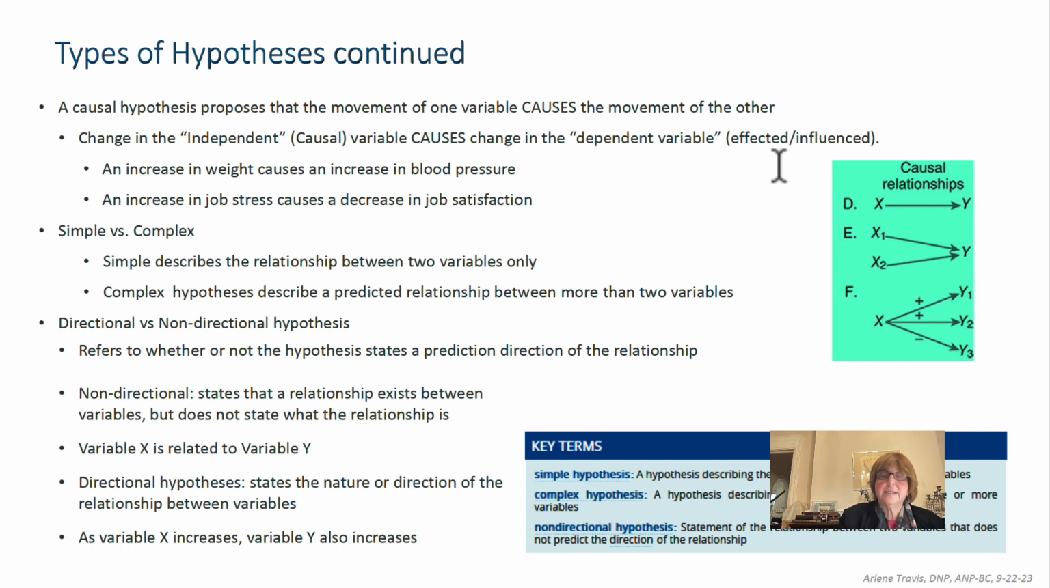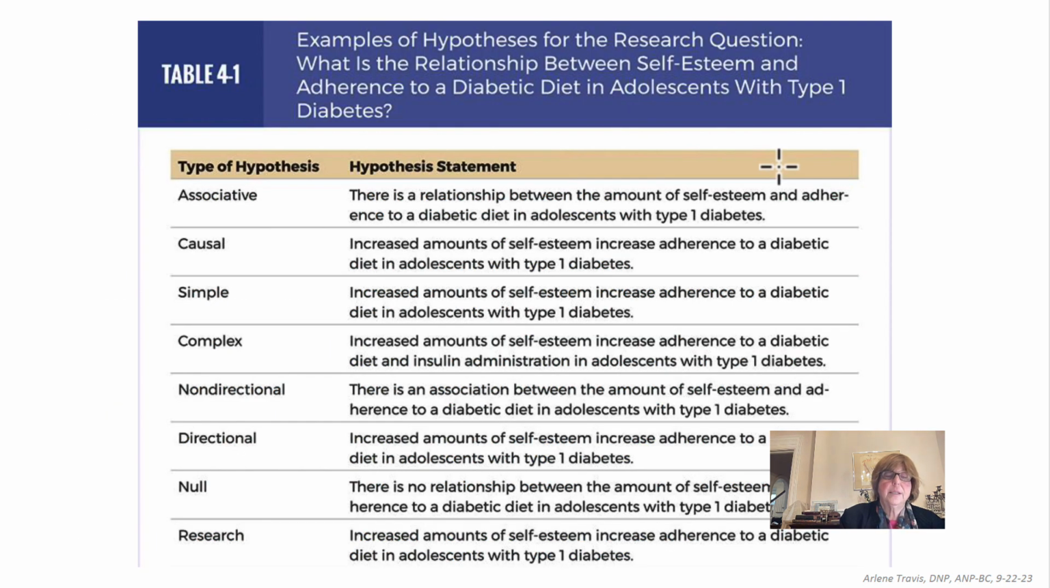So a simple hypothesis is a hypothesis that describes the relationship between two variables. Complex is more than two, and non-directional tells you that there's a relationship. So this table gives you an excellent overview with examples of each of these. So an associative is there's a relationship between the amount of self-esteem and adherence to diabetic diet in adolescents with type 1 diabetes. It's looking at the relationship that exists.